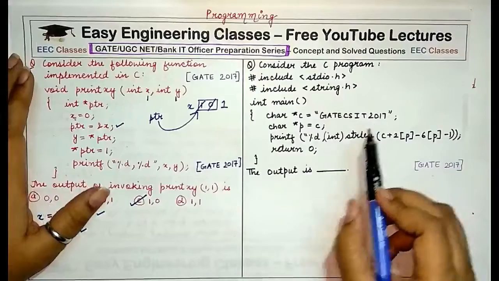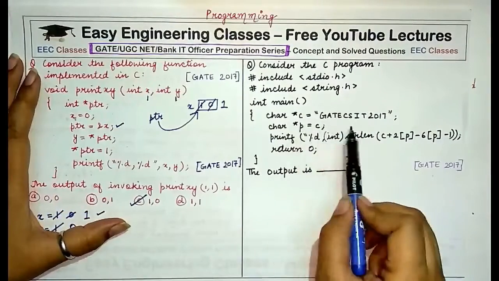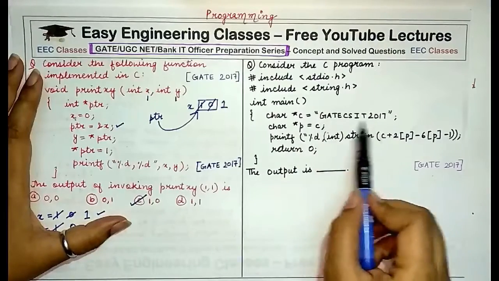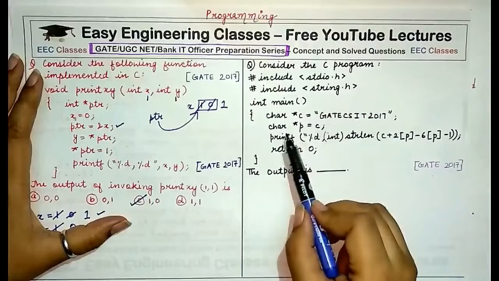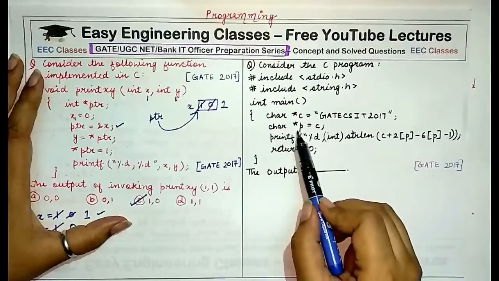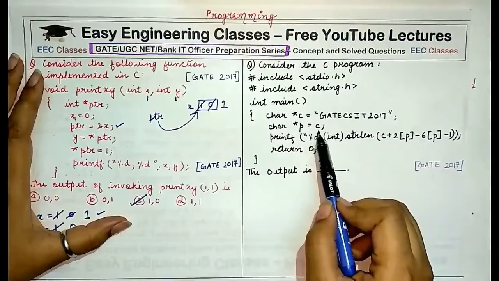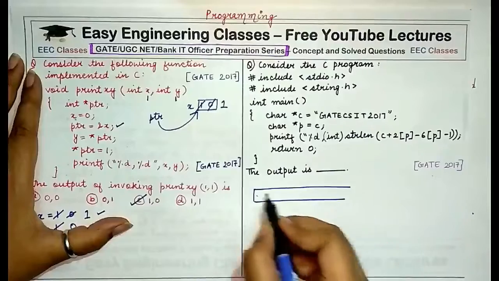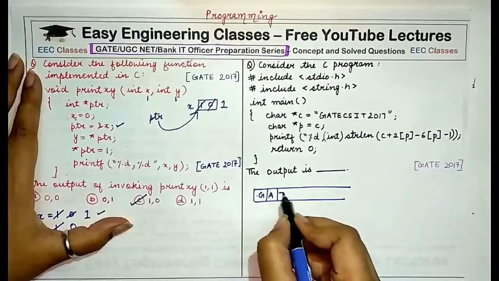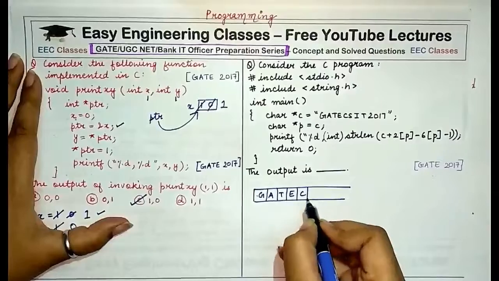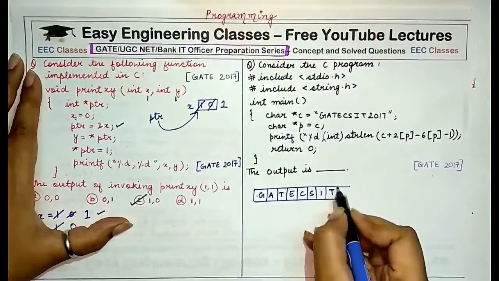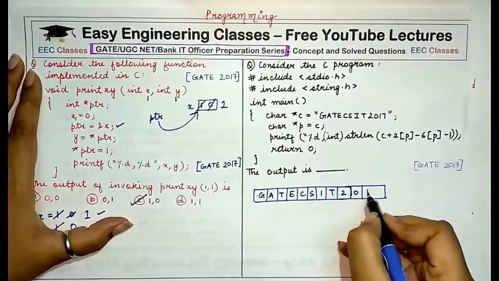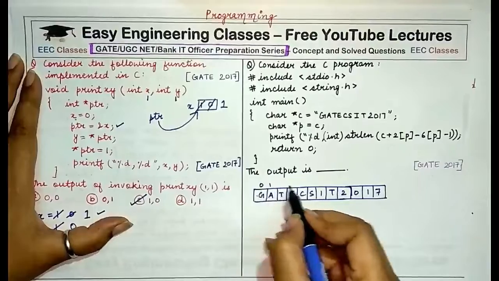The second question states that in the C program there is a string, or a character array, which is pointed to by C, and this array is GATE CSIT 2017. There is another character pointer, P, which is again assigned the value of C. That means if I draw this array as GATE, CSIT, 2017, and I assign the indexes to these.